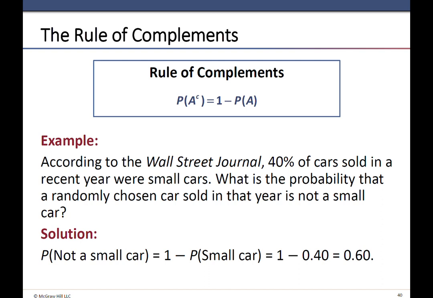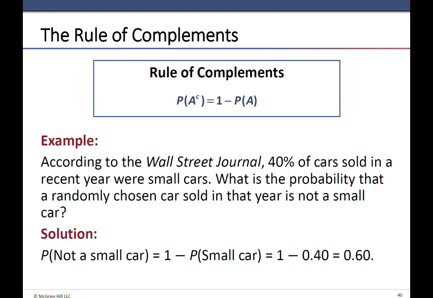So according to the Wall Street Journal, 40% of cars sold in a recent year were small cars. What's the probability that a randomly chosen car sold in that year is not a small car? Well, being a small car and being not a small car are complements. They're opposites of each other. So since I know the probability of being a small car is 40%, I'd simply take 100% minus 40%, and I get 60%. So the probability of not being a small car is 60%.